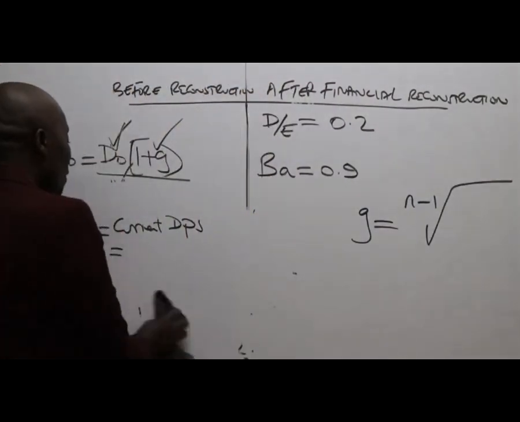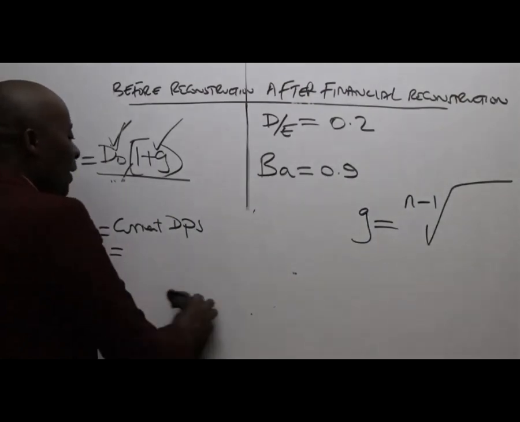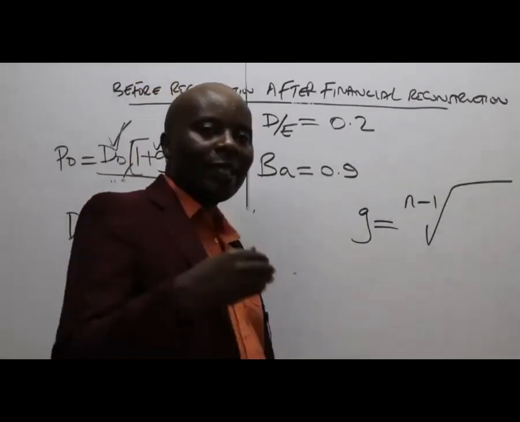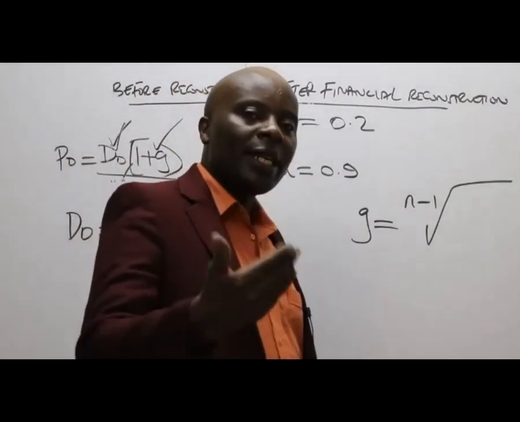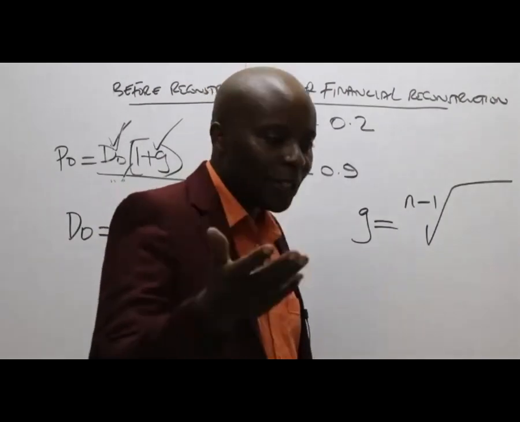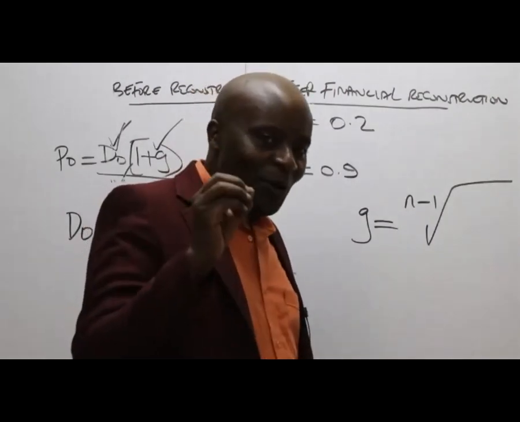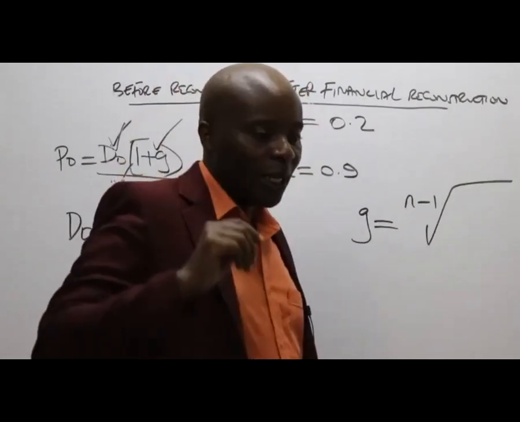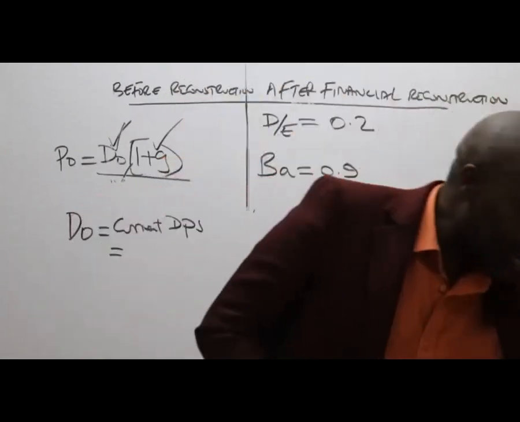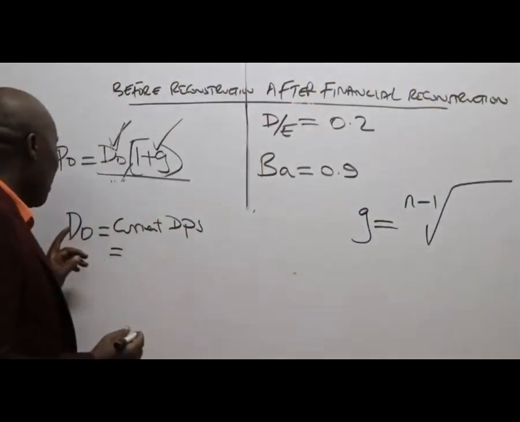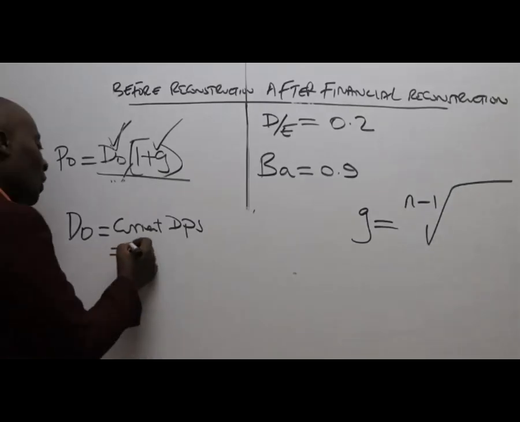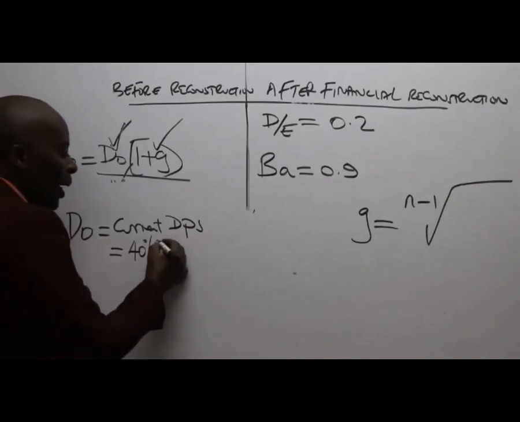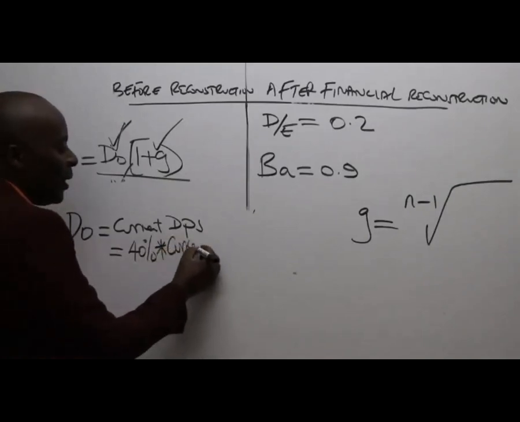You are the people who told me that, Mwalimu, the retention ratio is 60%. If the retention ratio is 60%, then we can easily get to what we call the dividend payout ratio. If we're retaining 60%, what percentage are we paying out? 0.4, 40%. So for us to get the current dividend, we take the 40% dividend payout ratio and multiply it with the current EPS.